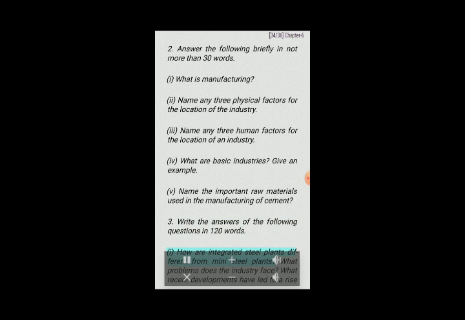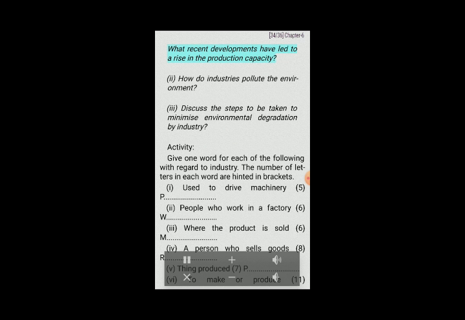3. Write the answers of the following questions in 120 words. I. How are integrated steel plants different from mini steel plants? II. What problems does the industry face? III. What recent developments have led to a rise in the production capacity? IV. How do industries pollute the environment? V. Discuss the steps to be taken to minimize environmental degradation by industry.